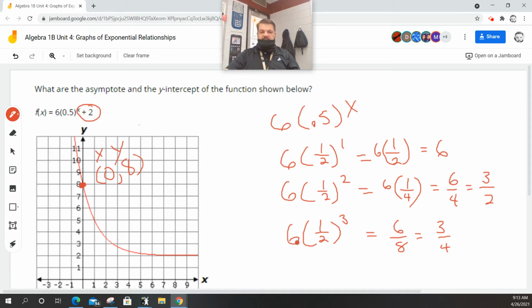So what happens is this first term, 6 times 1/2 to the x, as x approaches infinity, starts to go to 0. And what you'll see here quickly is that we're tacking on this plus 2 to every one of these terms. So on the first one, when x equals 0, you have 6 plus 2, which is 8. And then right here, it drops down to 5 and eventually drops down to 2.